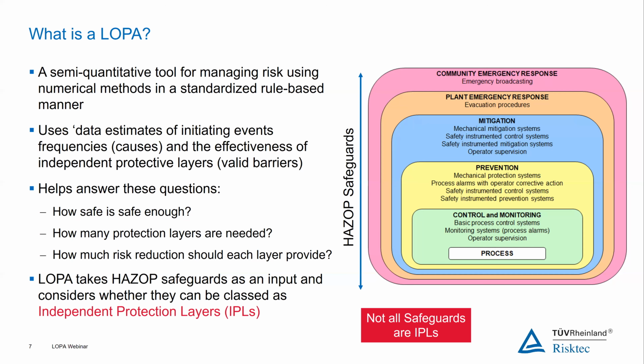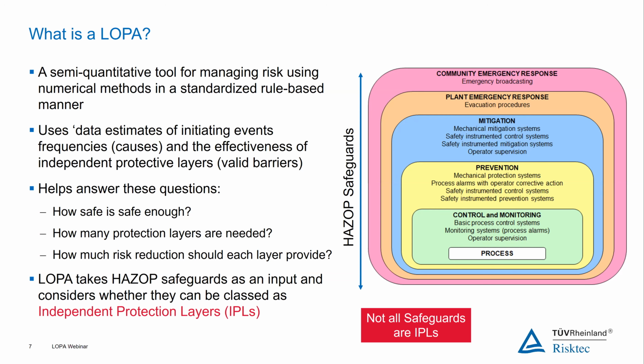Essentially, what we're doing is we're answering the three questions you can see on the screen there. How safe is safe enough? So again, what is our level? What is the level that we're trying to get the risk down to? How many protection layers do we actually need to get to that level? And how much risk reduction should each protection layer provide? So those bottom two there are quite inherently linked. It may be that the protection layer needs to be more robust, or it may be that we need additional protection layers if we cannot make that layer more robust.